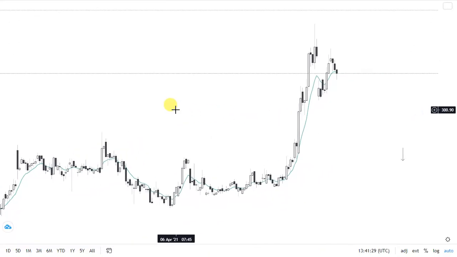For my analysis, it is on a supply zone, and the structure made is a downward structure, showing that the market will be selling for the upcoming week.